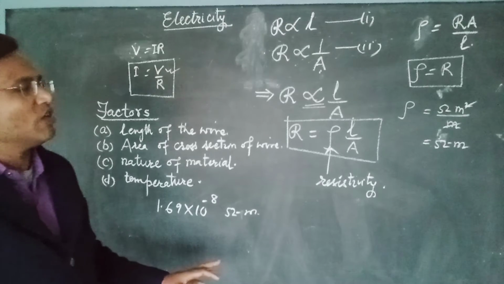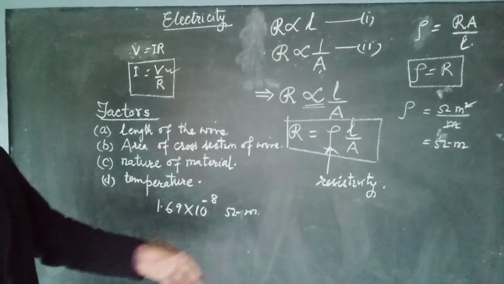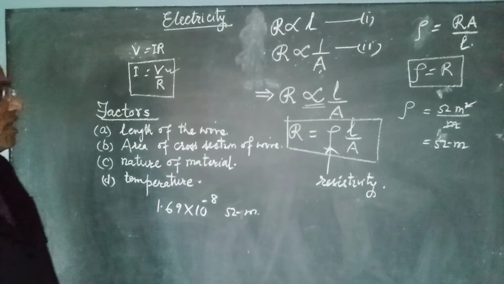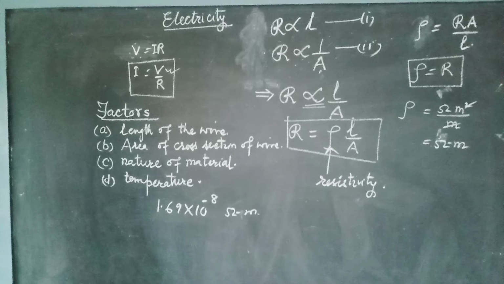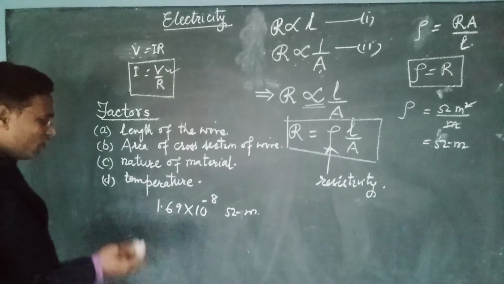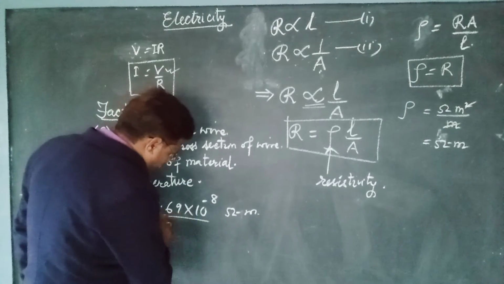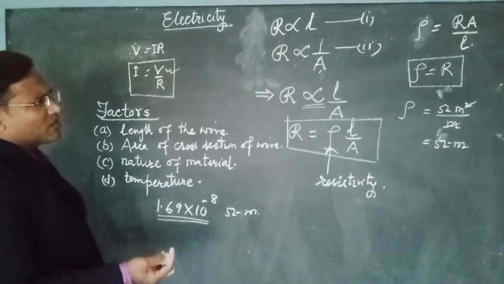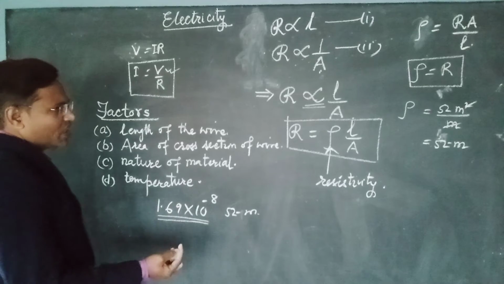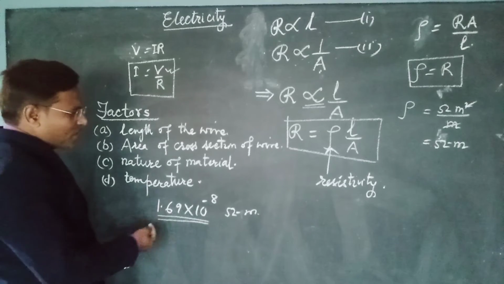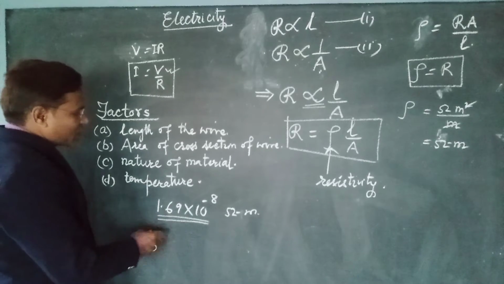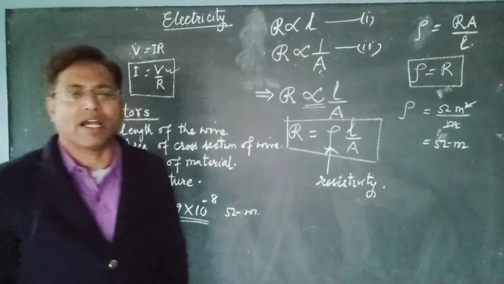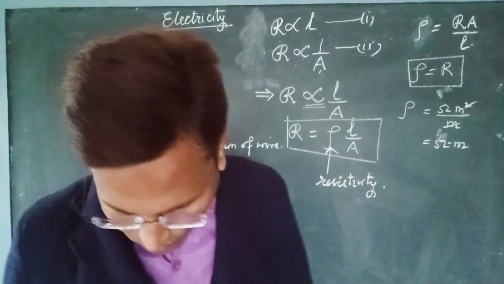So if we are given some other material, iron, zinc, or aluminium, and we are asked what this means, we will say that if we take a rod of length 1 meter and cross section area 1 meter square, then its resistance will be 1.69 into 10 to the power minus 8 ohm meter for copper.